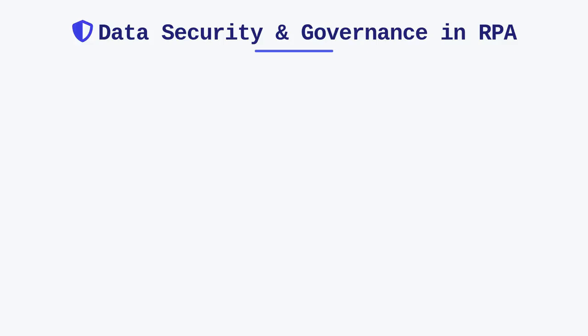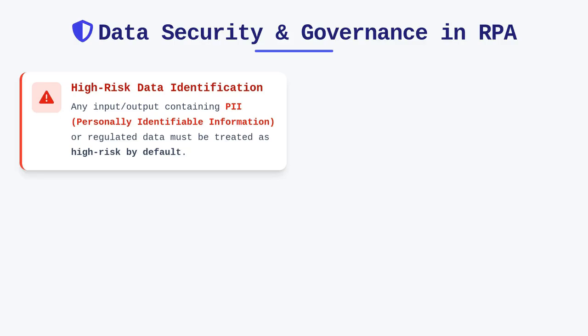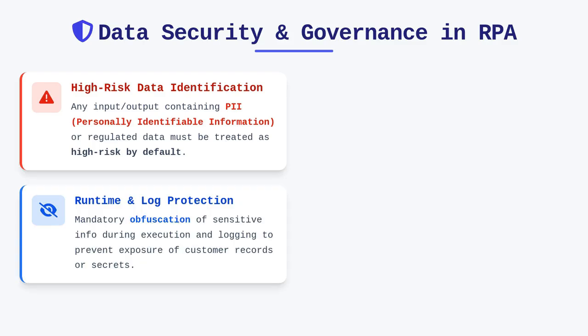Beyond infrastructure and credentials, we must consider the data handled by the automation processes themselves. Any input or output containing personally identifiable information or regulated data needs to be treated as high risk by default. It is standard practice to obfuscate sensitive information in logs and during runtime execution, ensuring that diagnostic data does not inadvertently expose customer records or proprietary secrets.